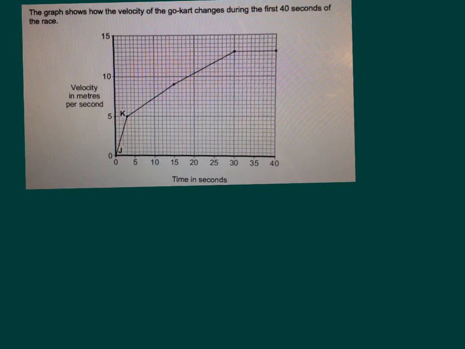Year 11. Right, we're going to go through now how to interpret velocity time graphs, and in particular how to use one of the equations. The question we've got here is a little bit out of shot, but it's going to ask us to calculate the acceleration between k and O here.